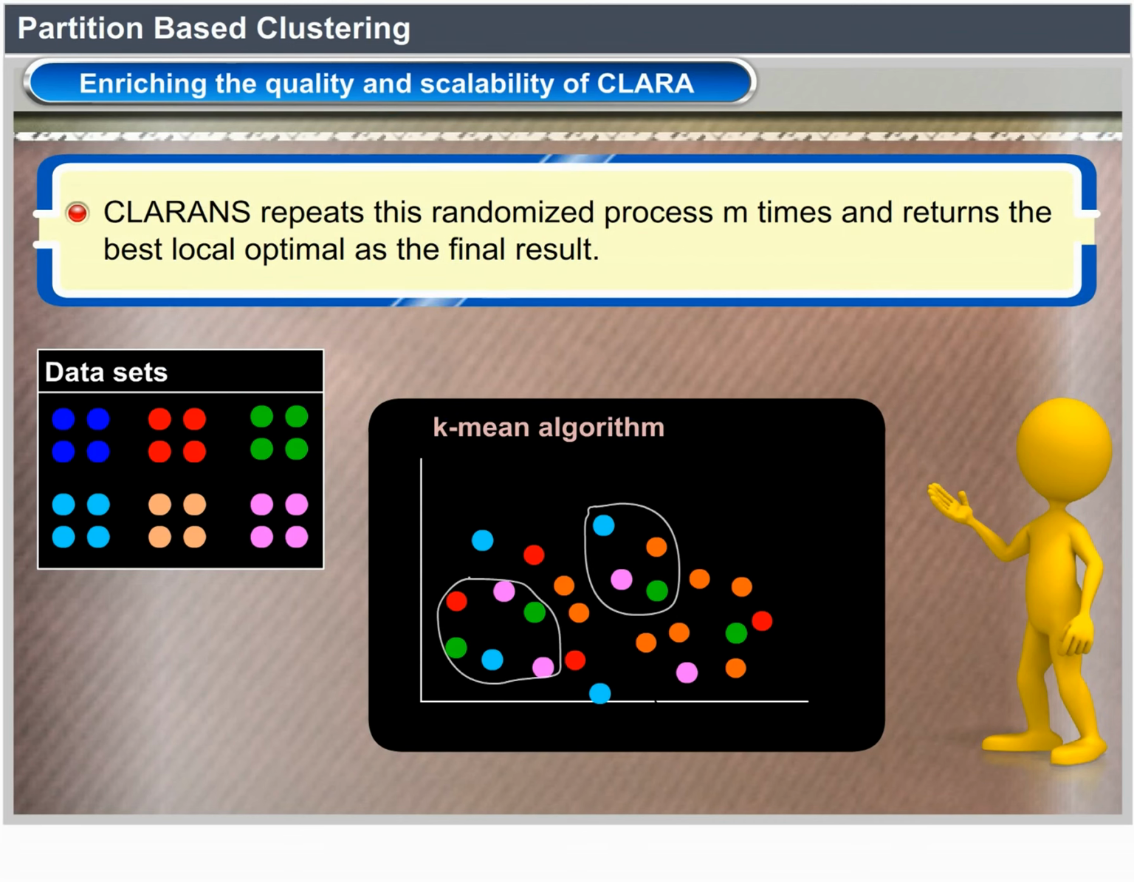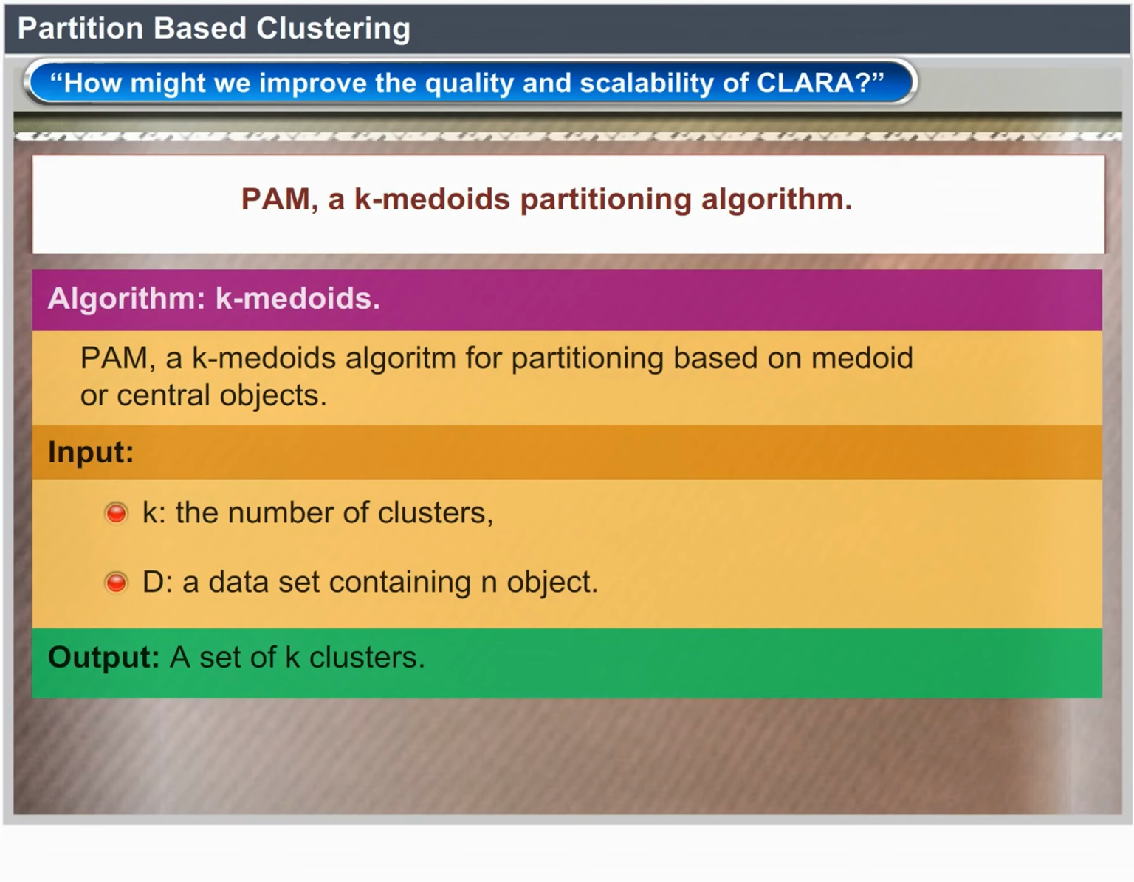Algorithm K-medoids. PAM, a K-medoids algorithm for partitioning based on medoid or central objects. Input: K, the number of clusters; D, a dataset containing n objects. Output: a set of k clusters. The method is as shown on the screen.